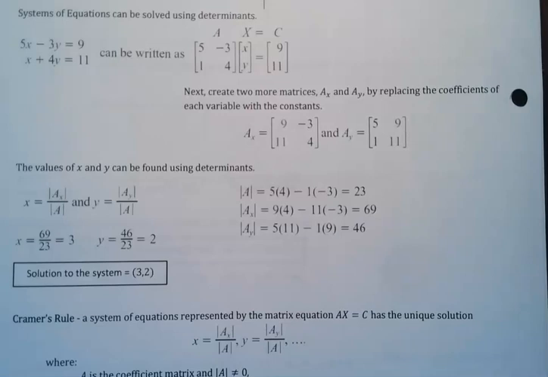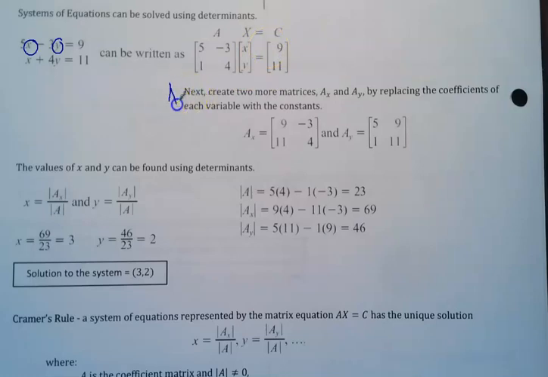If we look at this system, we've got 5x minus 3y equals 9, and x plus 4y equals 11. Always check that your x's are lined up, your y's are lined up, your constants are in order, because we can rewrite this as a matrix with that A times X equals C that we've talked about. So we've got our coefficients from our variables, 5, -3, 1, and 4. Our variables in order, x and y, we park in that X column. And then it equals our constants, 9 and 11.